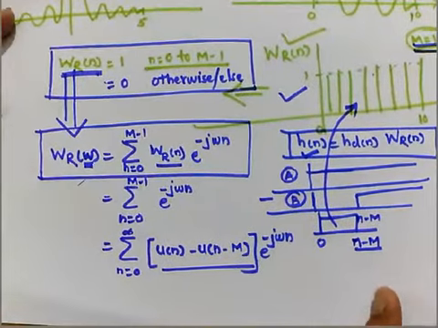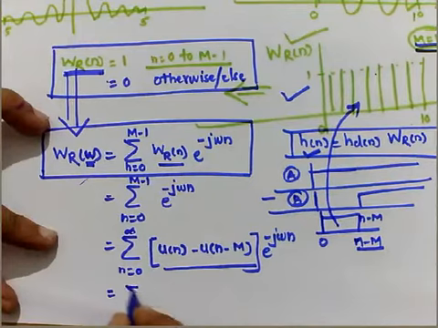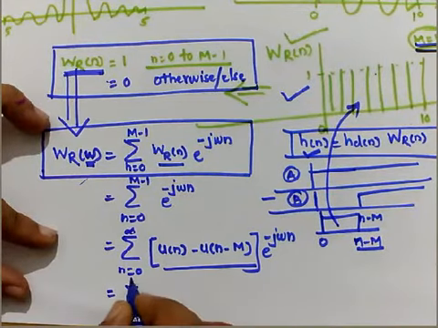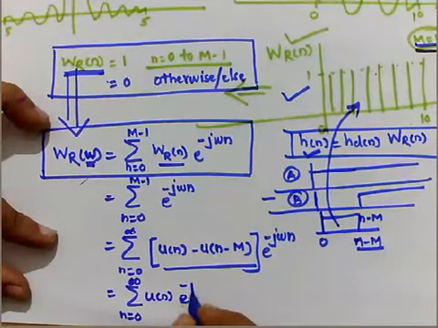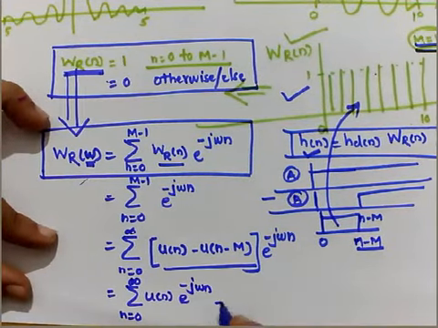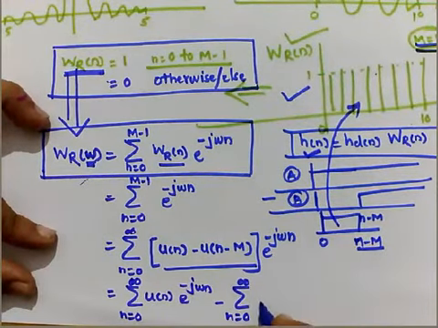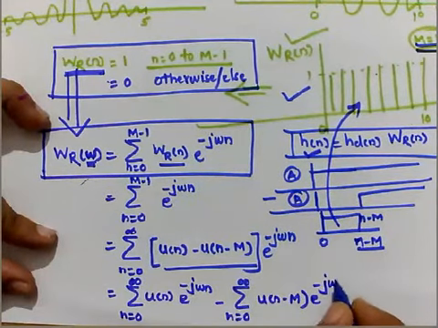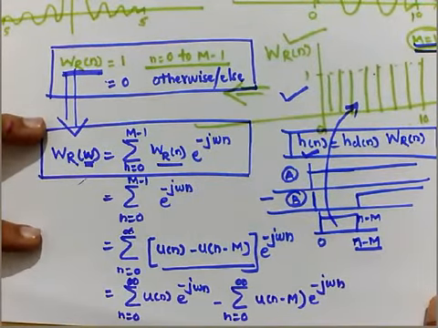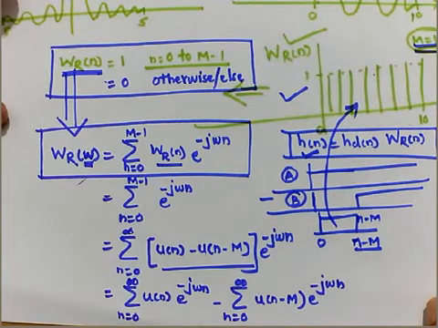So for solving this equation, let me simplify it further. It can be split into the summation n is equal to 0 to infinity u of n e raised to minus j omega n, minus the summation n is equal to 0 to infinity u of n minus m e raised to minus j omega n. Now let's consider this term as RHS.